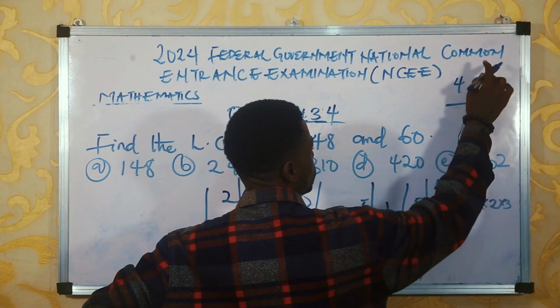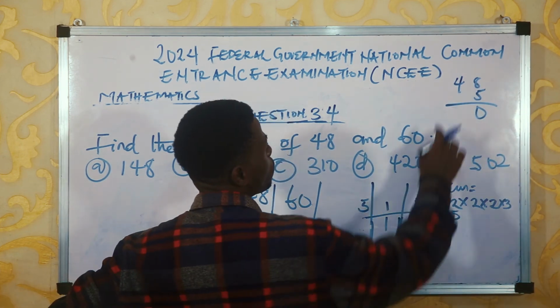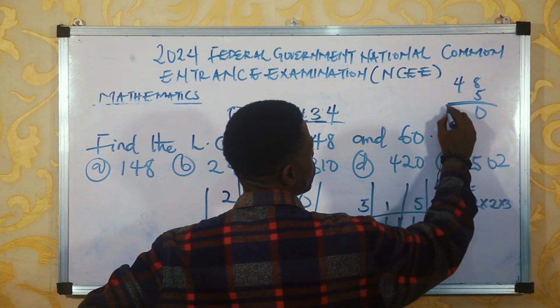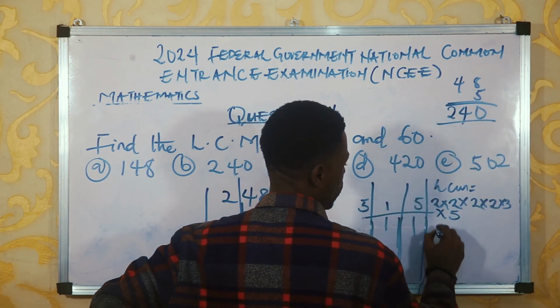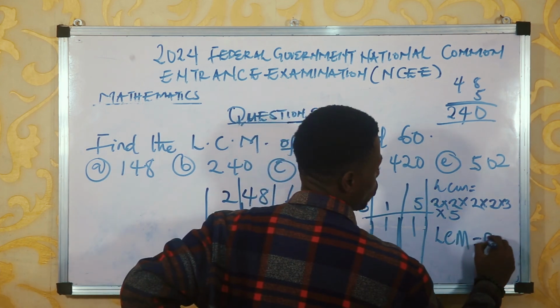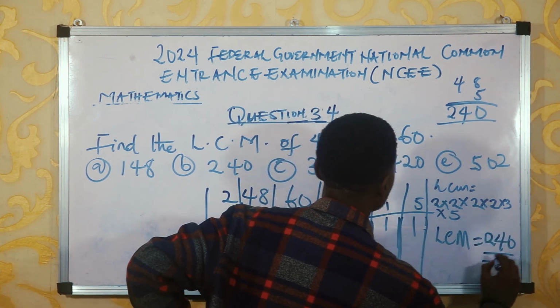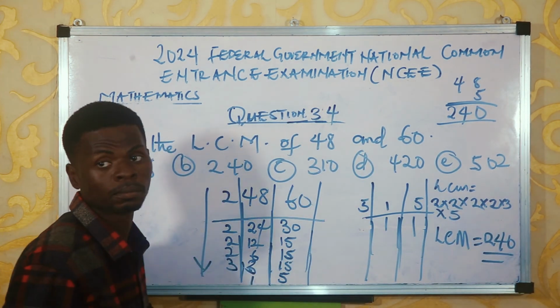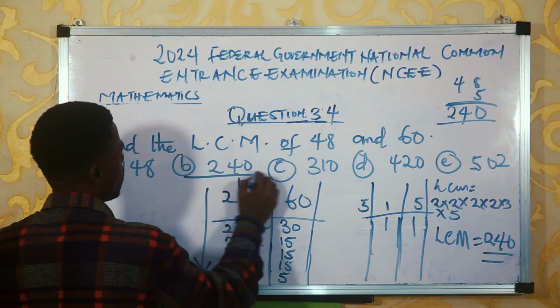And 48 times 5: 5 times 8 is 40, then 5 times 4 is 20, plus 4 will give us 24. So we have 240. So our LCM, take note of that, is 240. The option here is option B, which is our answer. Thank you.